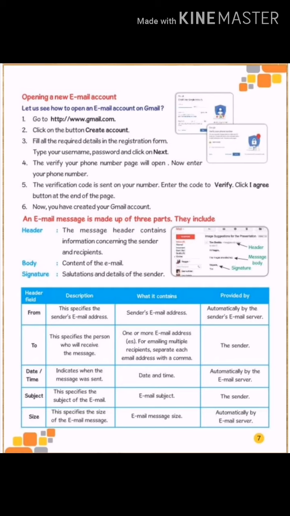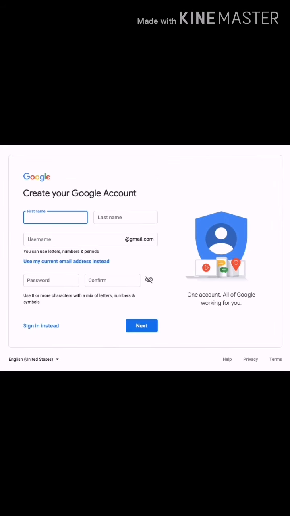Now, let us see how to open a new email account. First, go to www.gmail.com. Click on the button Create Account. Fill in all the required details in the registration form. Type your username, password, and click on Next.